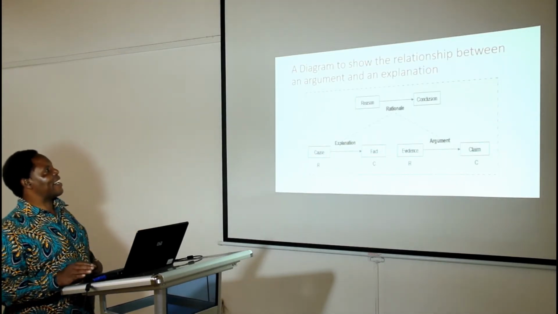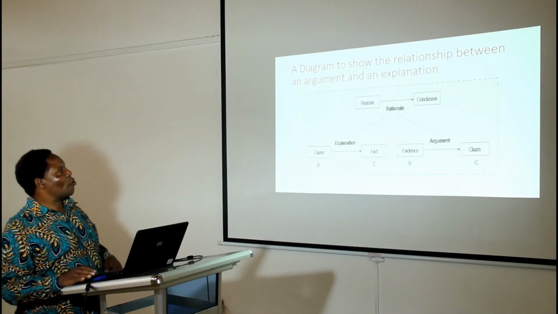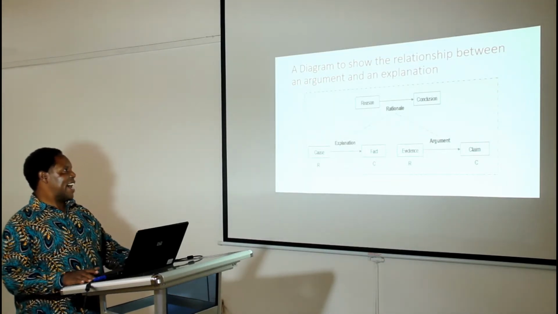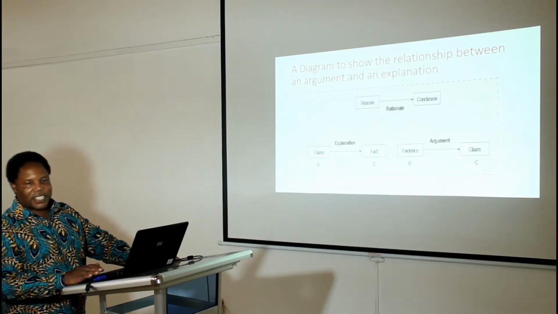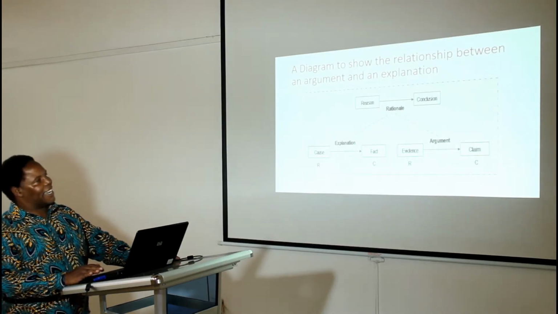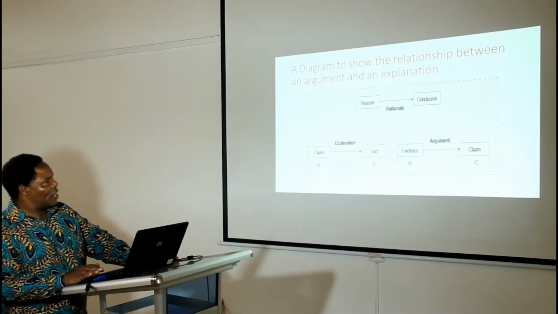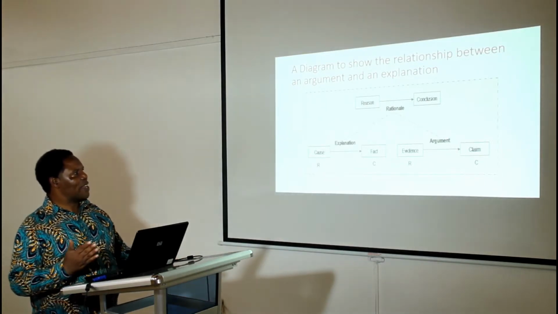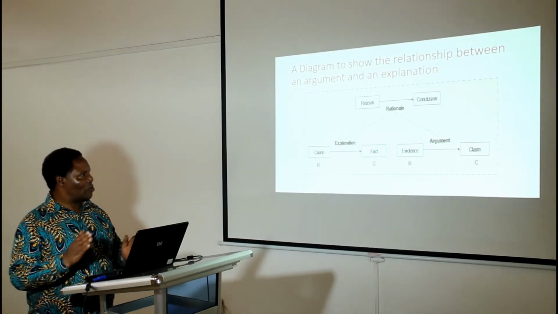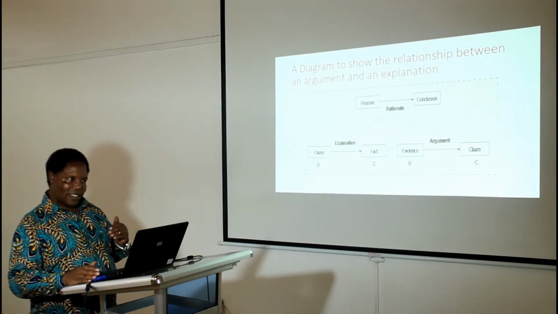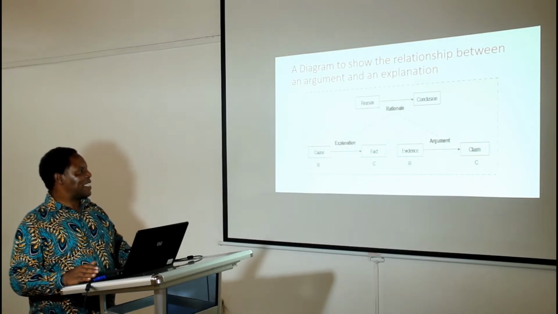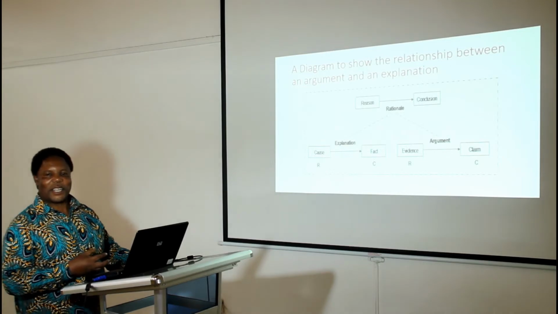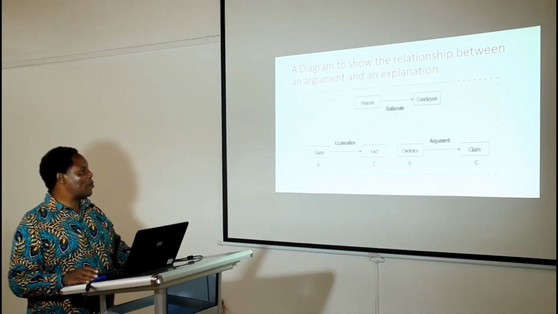The following diagram shows the relationship between the two, the argument and the explanation. If you check this diagram clearly, you see there is a reason, and then we have a conclusion. First you get the reason, and then you have a conclusion. But these two should be explained in order to make a clear argument.